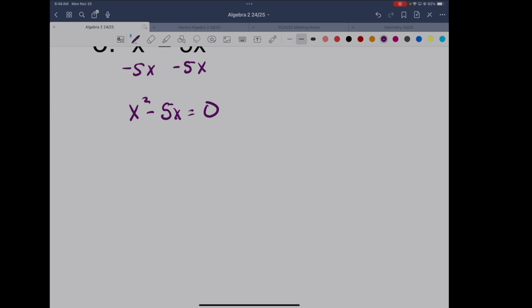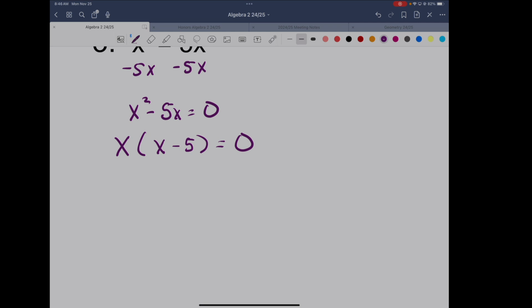What do I do with this one? What's the first rule of factoring? Take out a GCF. What's the greatest common factor for this? Number-wise, they don't have one. Letter-wise, x. If I take an x out of x squared, I'm left with x. If I take an x out of negative 5x, I'm left with negative 5.